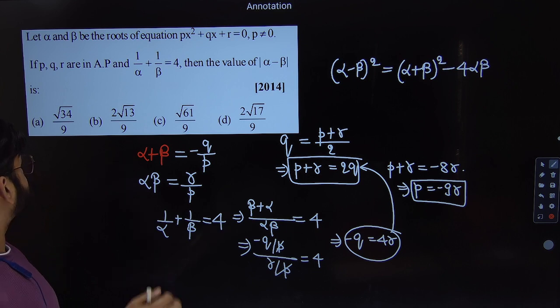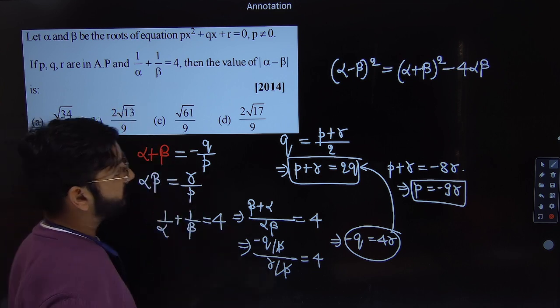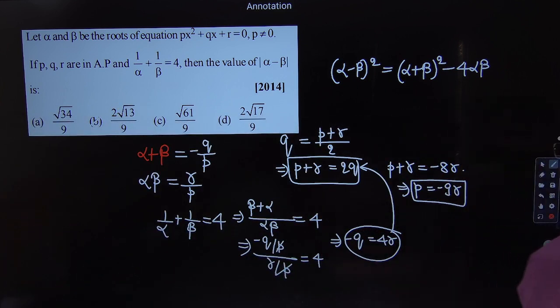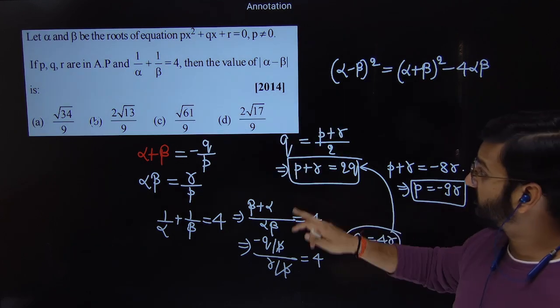Answer, if you want to know, it is 2 root 13 by 9. You can try this after the class. Leave 3-4 lines. That much is required. Answer is option B. We'll move to the next question. Hop it. You will hardly take 2 more steps after that.